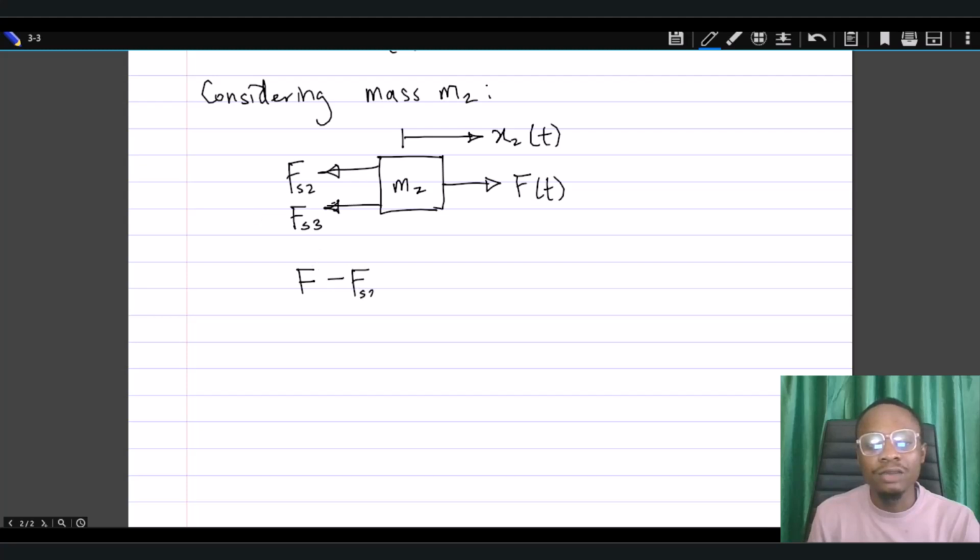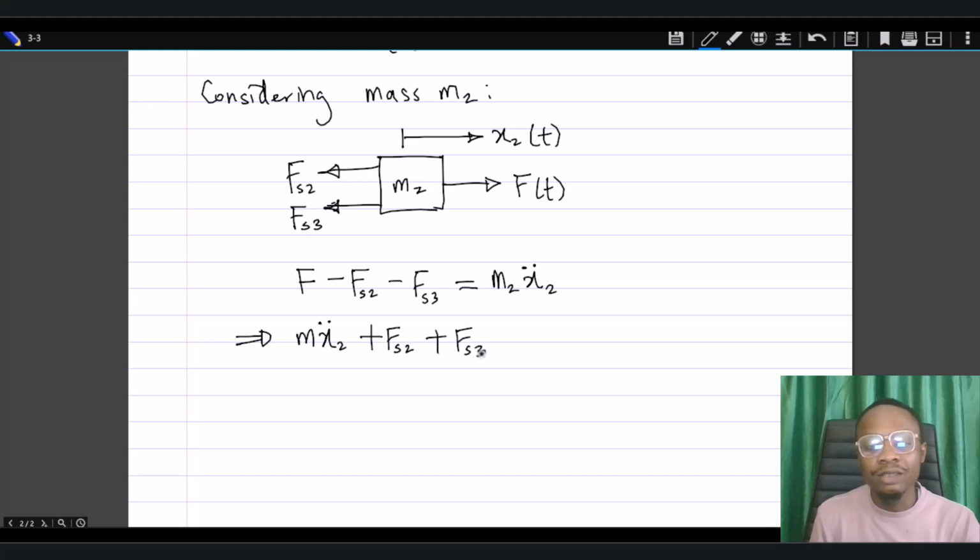Opposite also we have negative Fs3. And by that, we say this will be equal to, I mean, that is all we have for the forces on M2. So this will be equal to M2 multiplying its acceleration, which is x2 double dot. And by the time we tidy this all up, we're going to have this to be M2 x2 double dot. Then moving this to the other side, that will be plus Fs2, then plus Fs3.